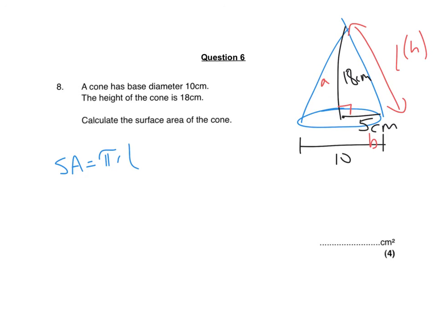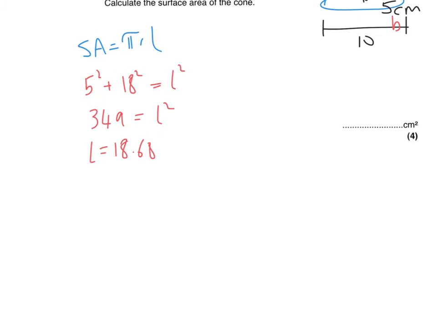So we just go 5 squared plus 18 squared equals L squared. So let's put that in. 5 squared plus 18 squared. So 349 is L squared. So the square root of that is 18.68. L equals 18.68. Okay, so now I can find the surface area, which is pi r l. So I'm just going to scroll down a bit. So surface area is pi times the radius, which we know is 5, times 18.68. Sorry, I've written r instead of 5. And that gives me an answer of 293.44.